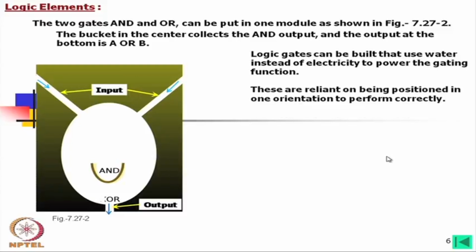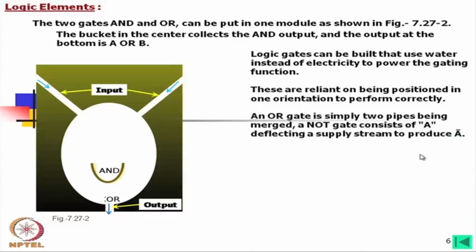These are reliant on being positioned in the right orientation to perform correctly. This means that you have to make sure that the orientations are correct, and you have to construct the devices accordingly. In case of electrical devices, the electric flow is through wires, and you can put them in any direction, but in case of a fluidic device, you have to be careful about this path, except where a flexible path can be used, a flexible tube for example. An OR gate is simply two pipes being merged.